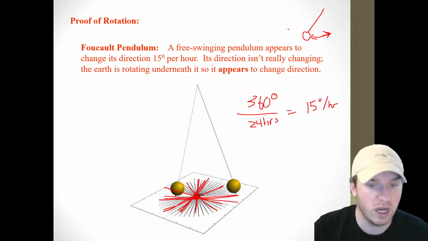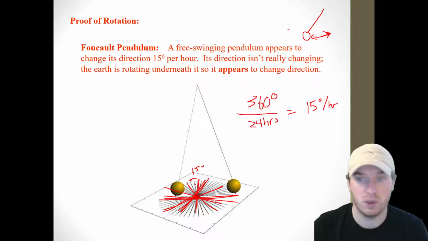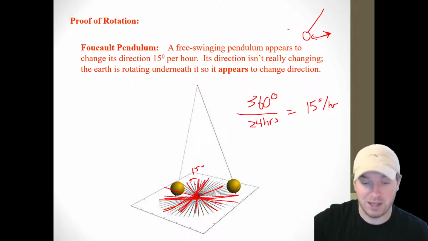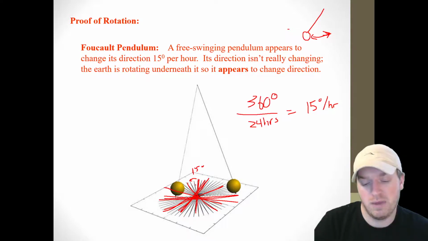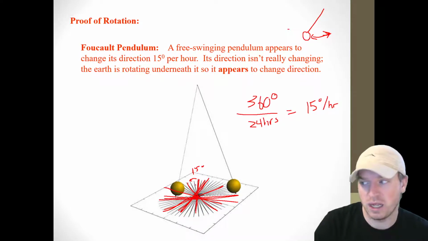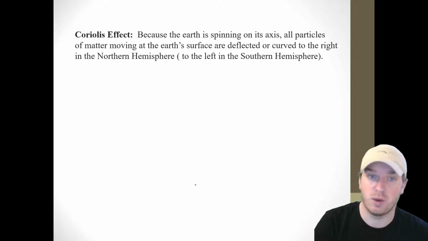And so it changes its motion 15 degrees every hour. Not because it's actually changing its motion, but because the Earth, the thing that we are on, is actually rotating. Okay? The other proof of rotation, we're not going to get too far into it today, because we've already talked about it. It's the Coriolis effect.